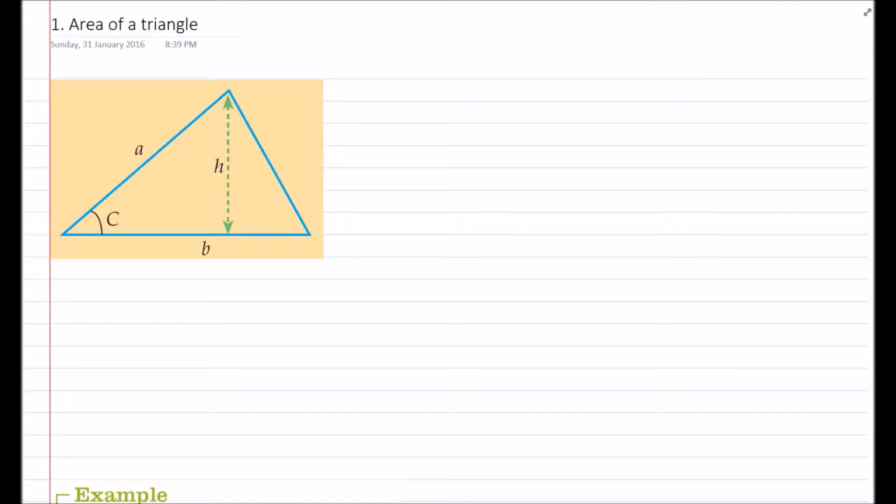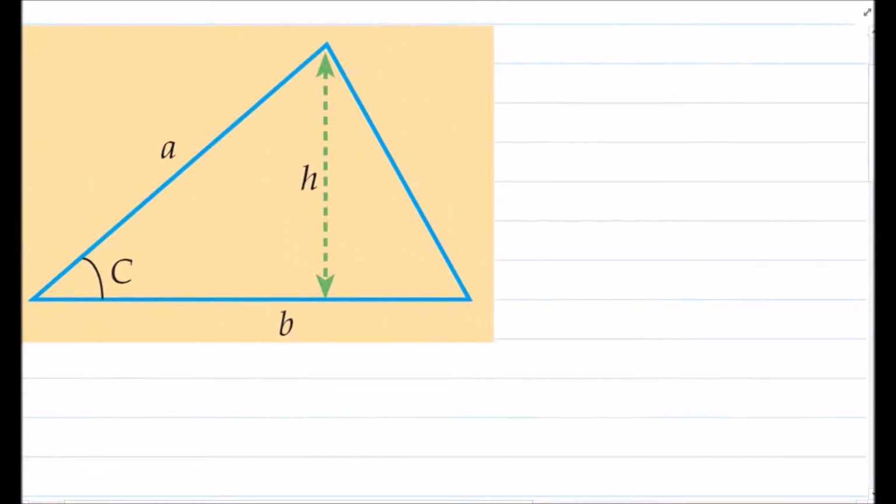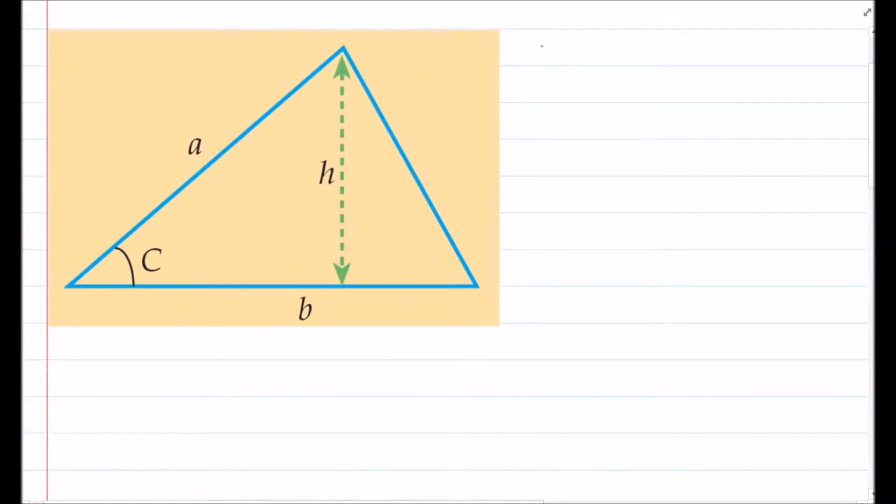We're going to start with the area of a triangle, and in particular a triangle where we aren't necessarily given the height, like this one we have here. We know that for any given triangle the area is given by a half base times height. So that's our base, the length across there, and that's our height.